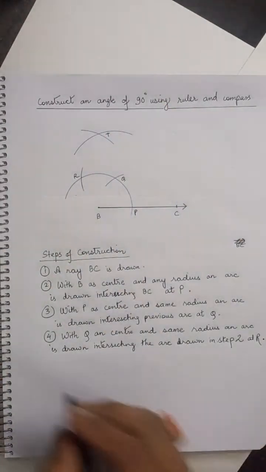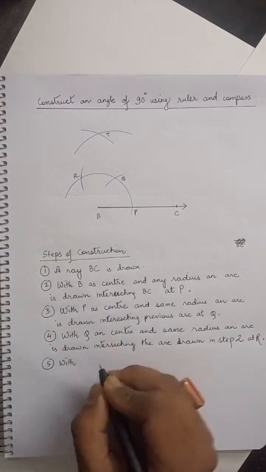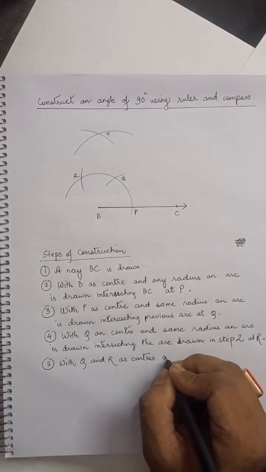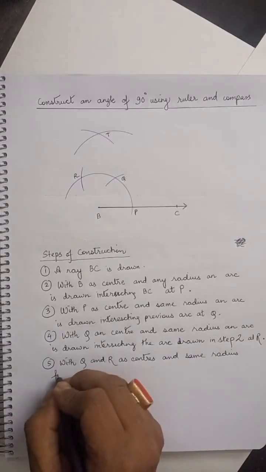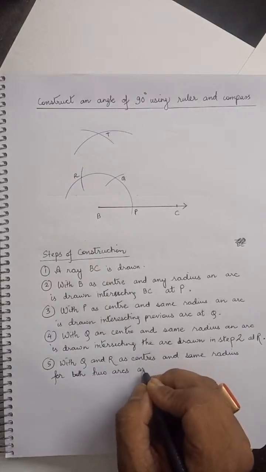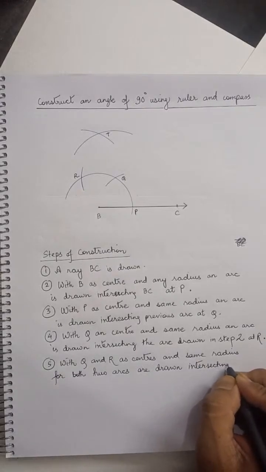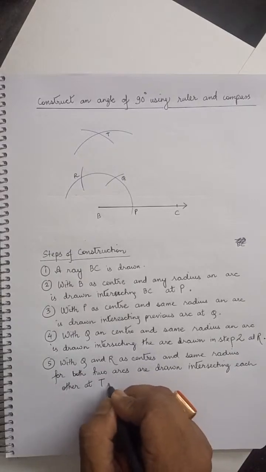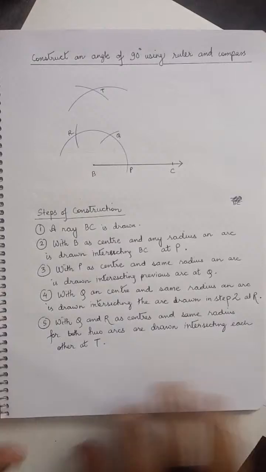So we'll write, with Q and R as centers and same radius for both, two arcs are drawn intersecting each other at T.